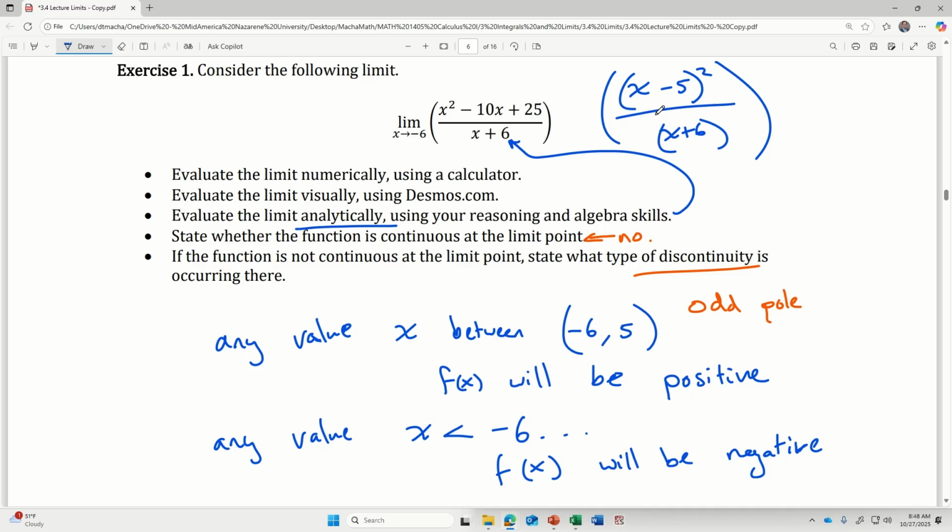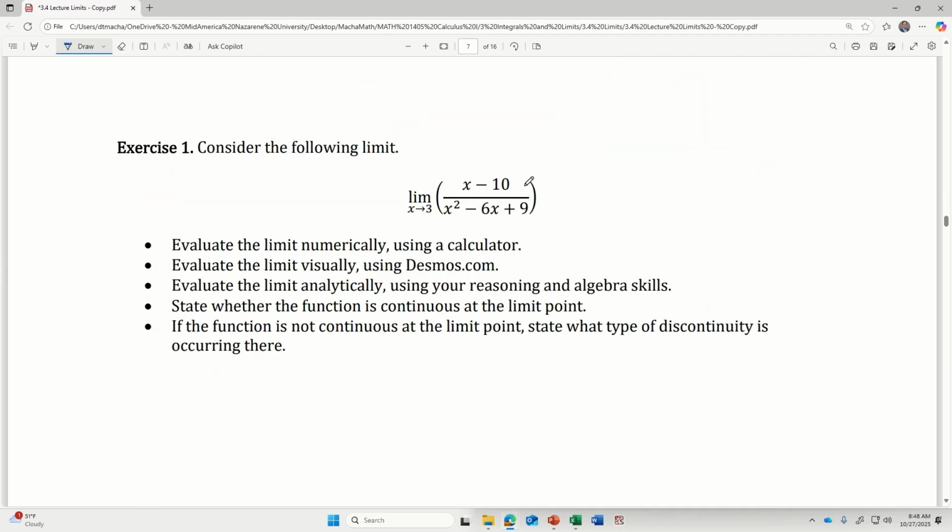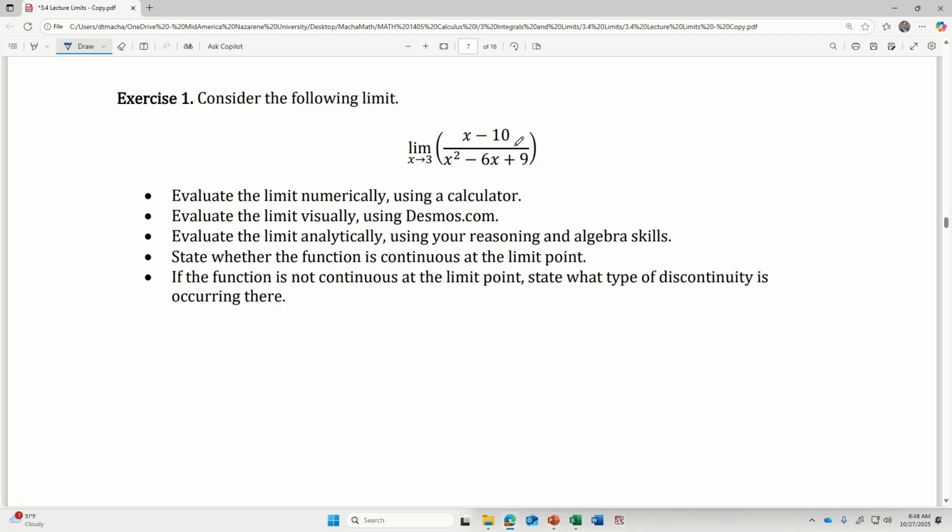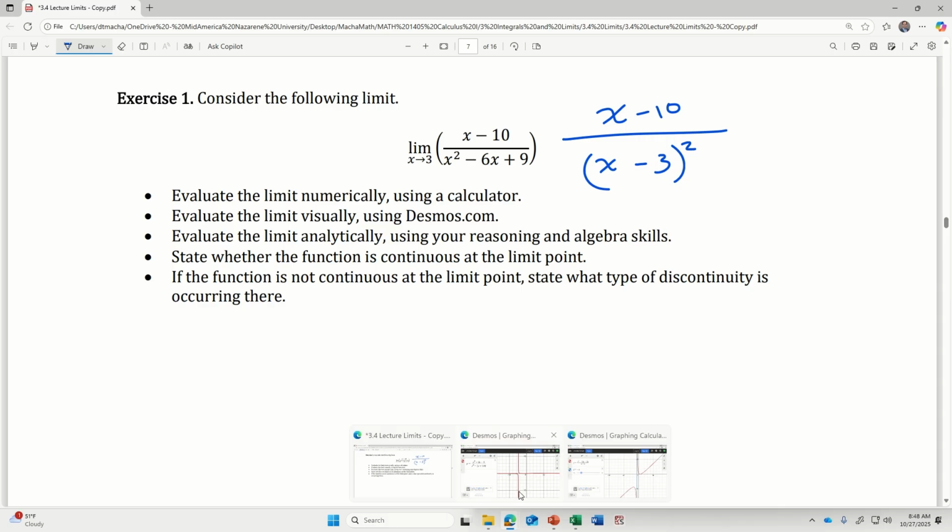What we're going to see in a minute is if I have an even multiplicity in the denominator, like this one could be factored as x minus 3 squared. Do you remember from pre-cal? An even multiplicity in the denominator is going to give me an even pole. And I'll show you what an even pole looks like.